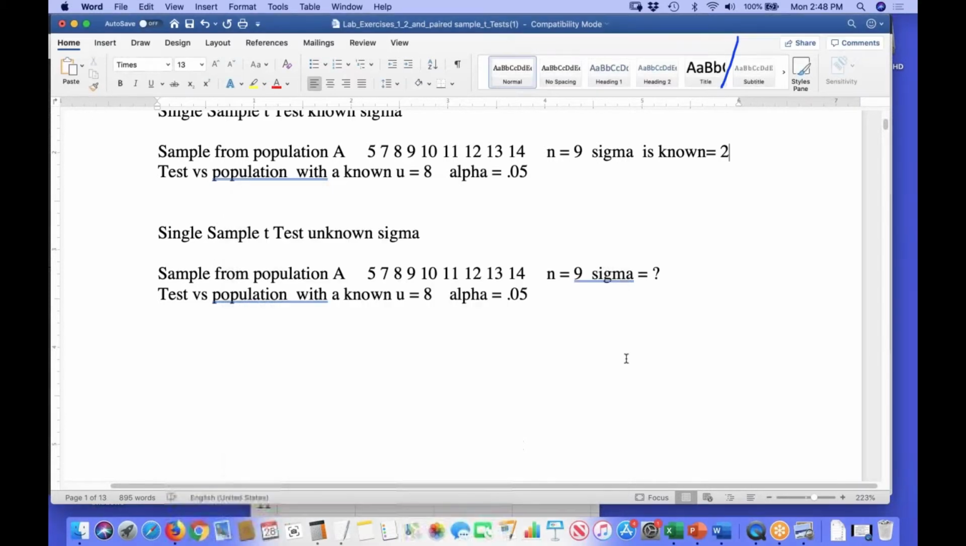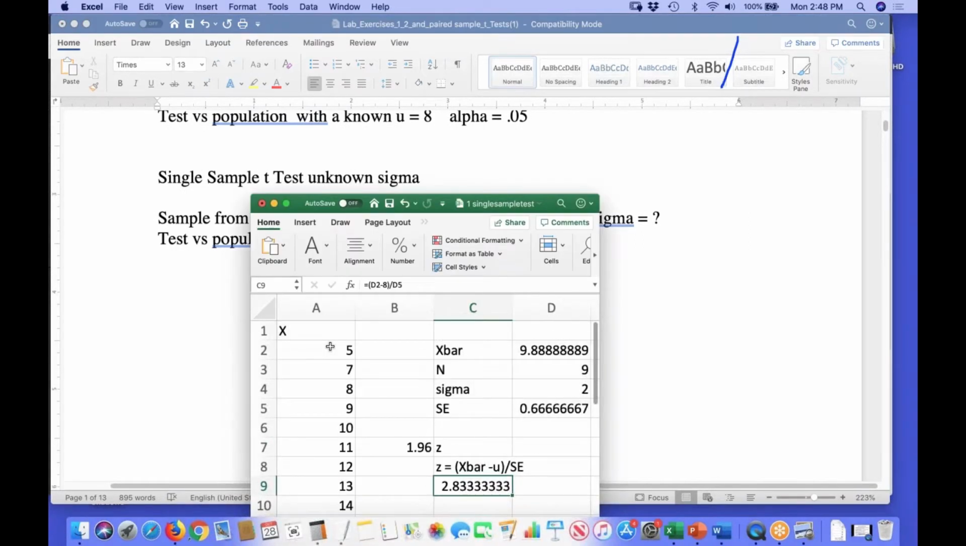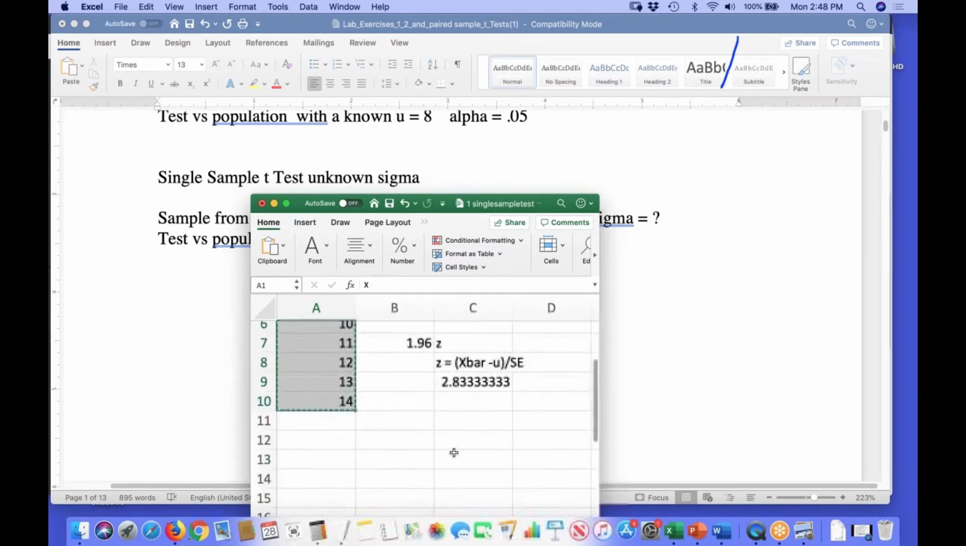Okay, so now what happens if I don't know what sigma is? My standard deviation has to be based on these numbers here, on my sample. Let's see what happens in that case. I'm going to copy these down so I can get started again.